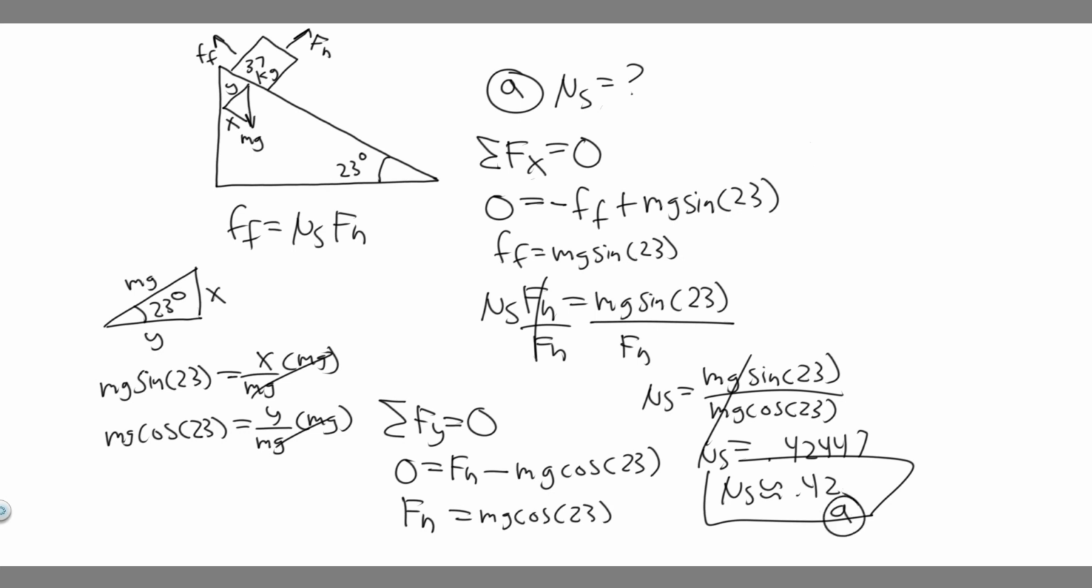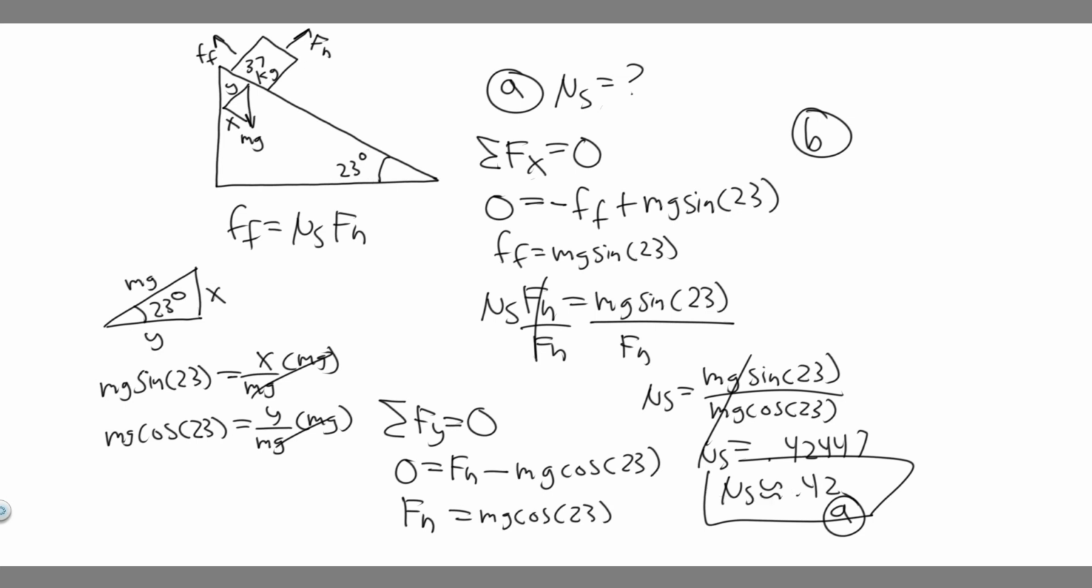Now let's move on to B. So for B, what we're trying to do is find at what angle does the crate begin to slide if the mass is doubled. So look at this problem right here. So when we solved it, notice what happened. The mass actually canceled. So even though the mass is going to be doubled, the angle or the coefficient of static friction doesn't actually change at all. So essentially what that means is the mass is irrelevant.